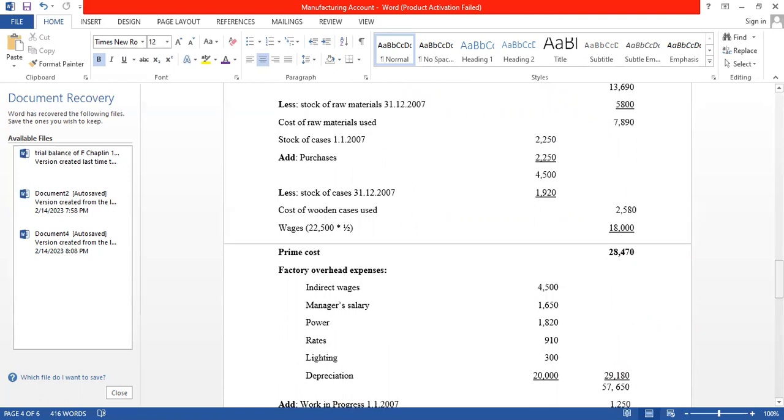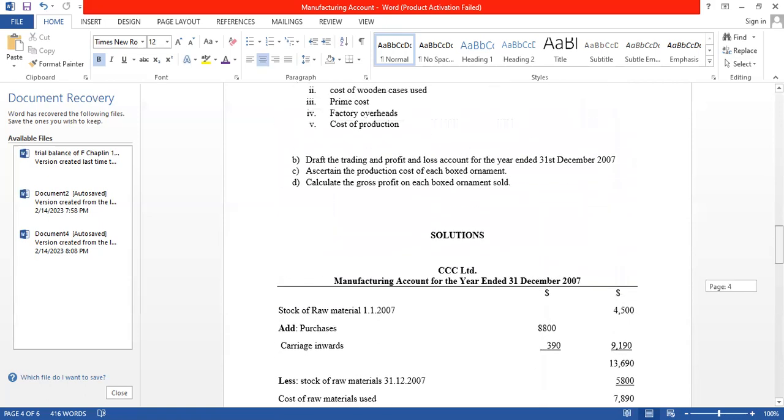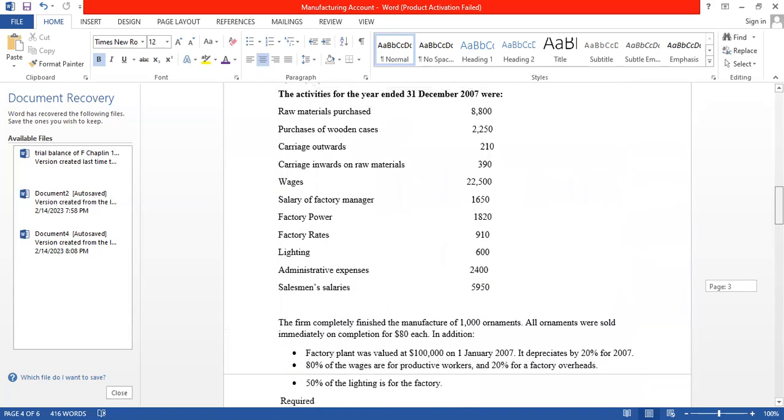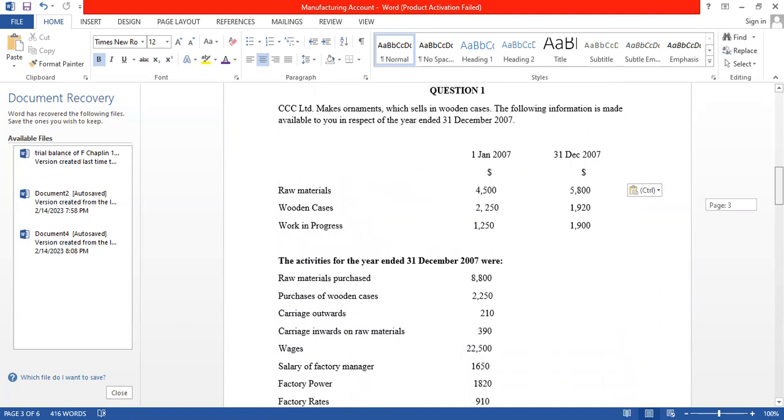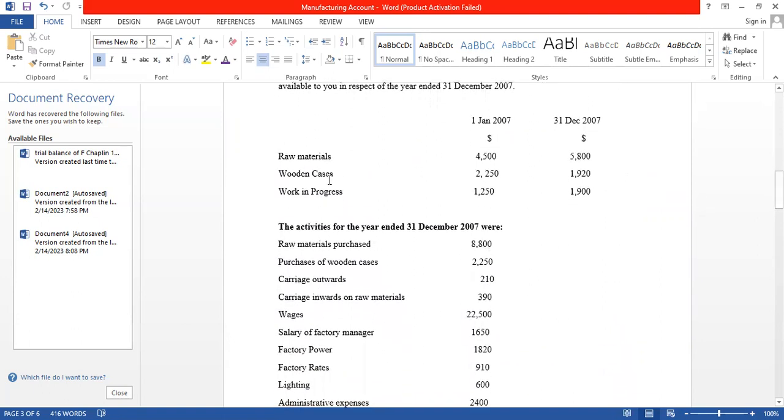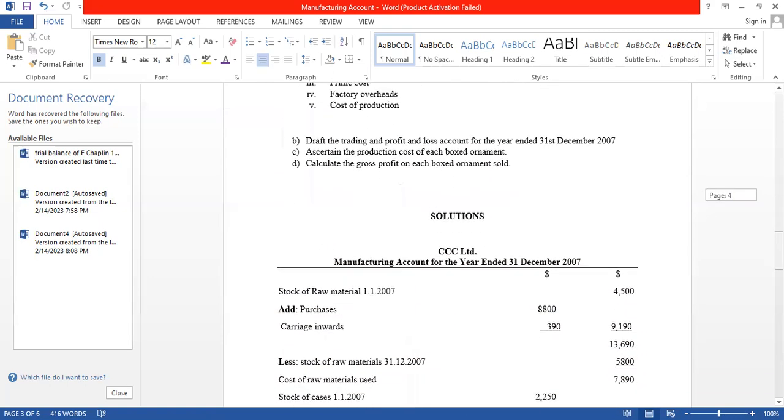So here we have the cost, the stock of cases on the 1st of January 2007. That's $2,250. So I'm scrolling back up to the question, and here we see it. Wooden cases, $2,250, 1st of January. When they ask for the wooden cases for the 31st of December, you're just going to look in the second column here and you're going to see $1,920. So let's scroll back down to the solutions.